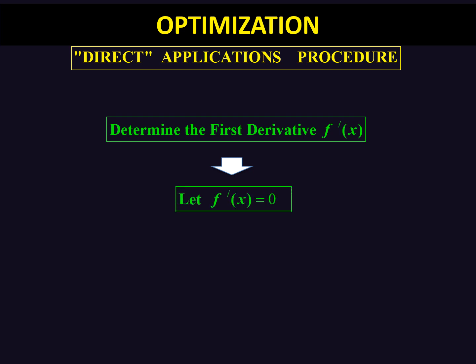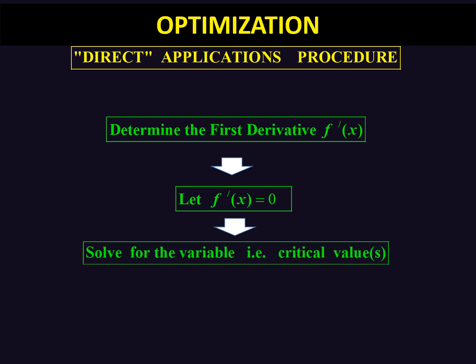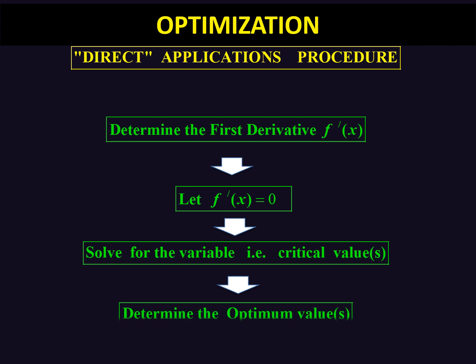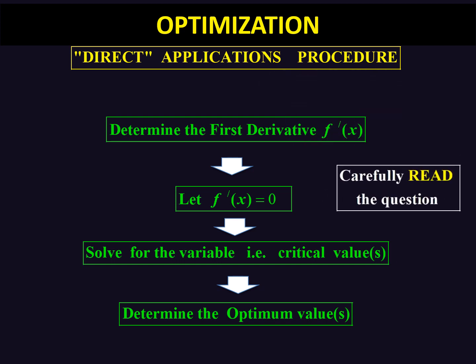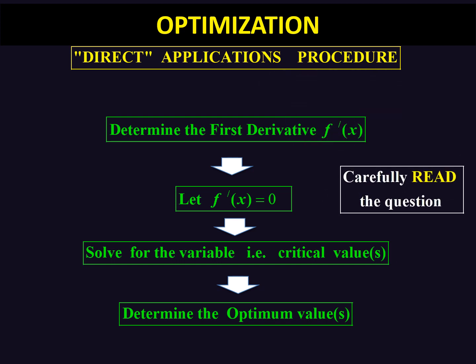And once you equate it to 0, that's an equation, so we have to solve the equation. In other words, determine the critical values. And once you have the critical values, you can then determine the required optimum values. But again, always read your question. This is something I'm going to emphasize a lot. It's important that you read the question, go back and see whether you've answered the question.